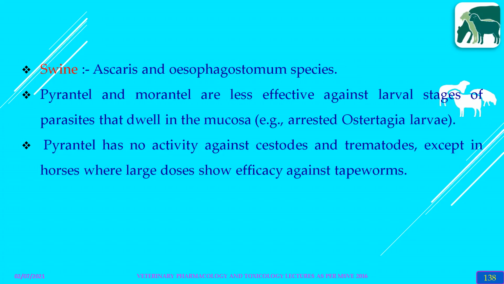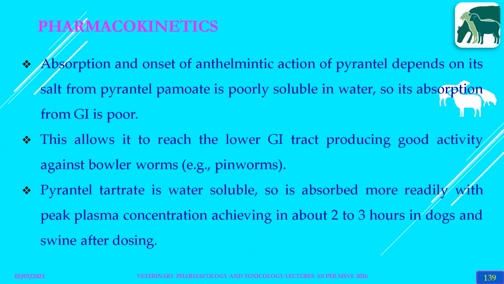Whereas for the kinetics, absorption and onset of the anthelmintic action of PYRANTEL depend upon its salt form. PYRANTEL pamoate is poorly soluble in water, so its absorption from the GI tract is very poor. That's very much required, whereas in case of antibiotics, etc., we require very high absorption. So this allows it to reach the lower GI tract, producing very good activity against the bowel worms, that is the pinworms.